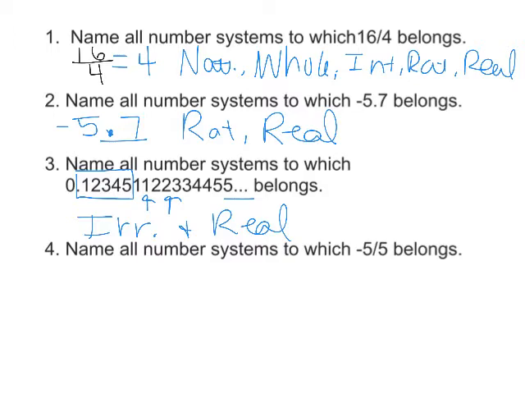And then negative 5 over 5, we've reduced first. Negative 5 over 5 is equal to negative 1. Negative 1 is an integer, a rational number, and a real number.